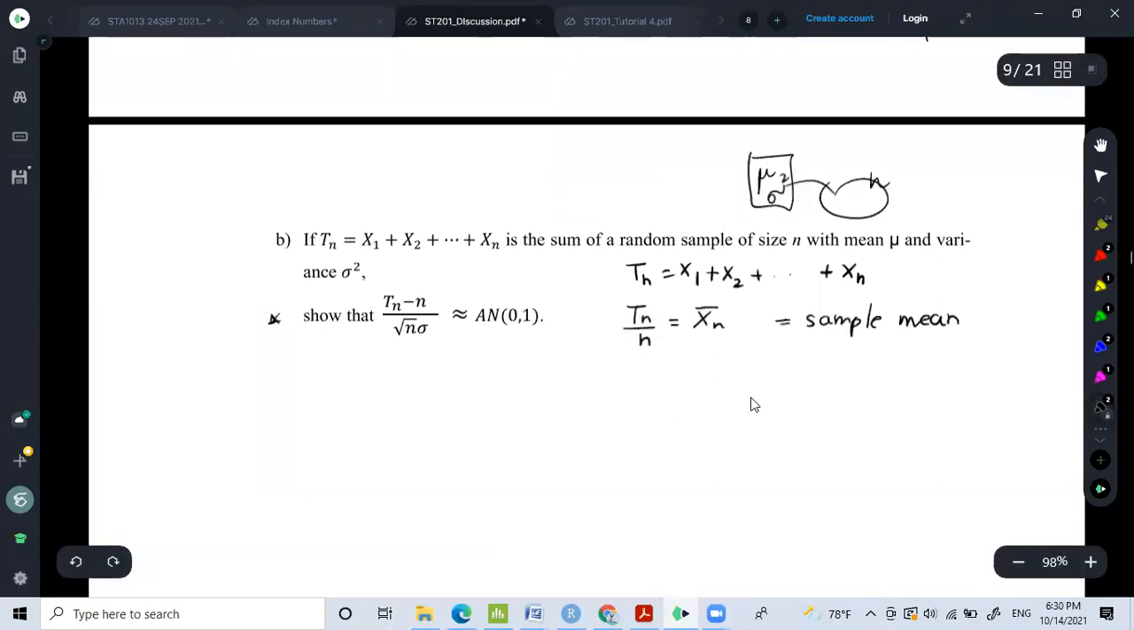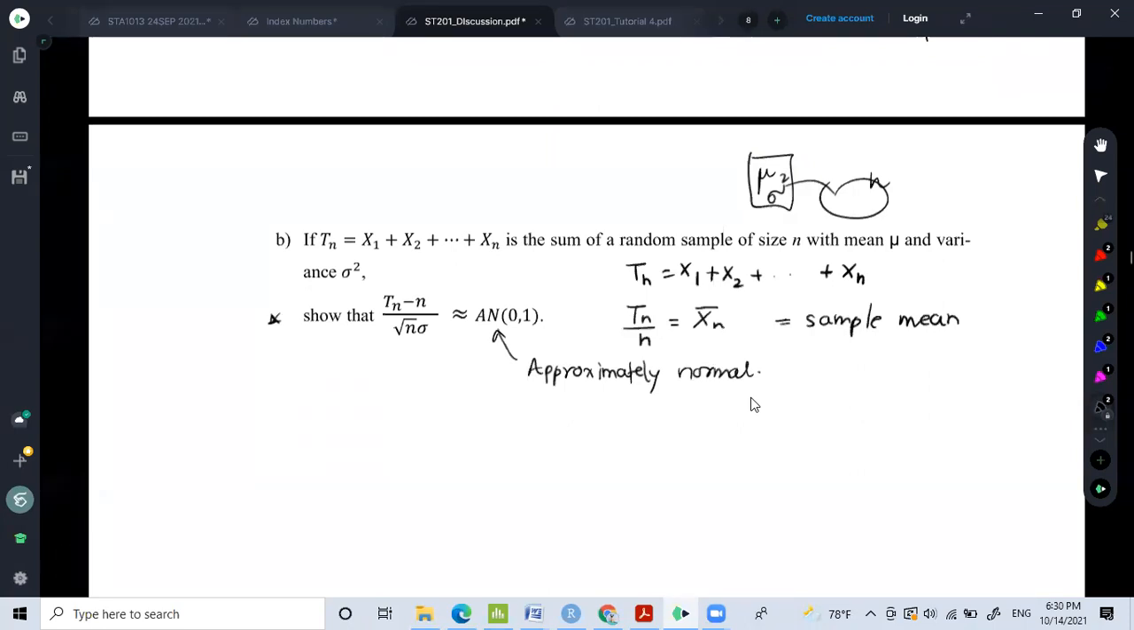This is what you have to show: (Tn minus n mu) over square root of n times sigma is AN(0, 1). What is AN? Approximately normal. Not exactly, approximately normal. AN means approximately normal to 0, 1, that is, the approximate standard normal distribution. When you see N, that is normal (0, 1). When you say AN, that is approximately normal. Whenever you see this double tilde, that actually means approximately normal, so there's no need to put an A. Actually, this should be a typo, so let me correct it.